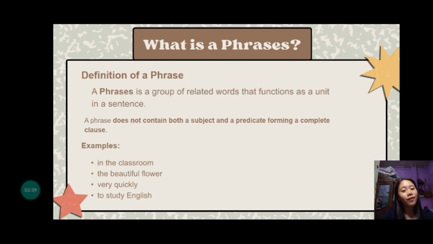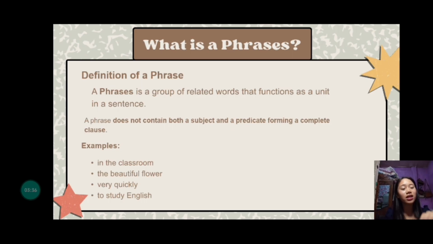A phrase is basically a group of words that work together, but it doesn't normally give us a complete thought by itself. For example, if I say in the classroom, you understand the location, but you might still ask what happened in the classroom. So, we need additional information to complete the idea. That is why a phrase usually becomes only one part of a complete sentence.